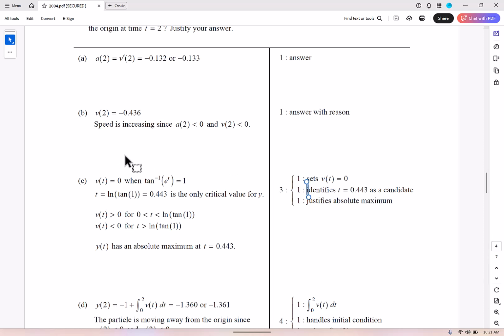Okay, next. Let's see. What do we have here? Did we get 0.443? Yeah, and look what they said. Velocity is positive between 0 and ln of 10 over 1. Velocity is negative for all numbers bigger than that. That's what we said, but we said it in words. We got it, guys. We got all 3 points.